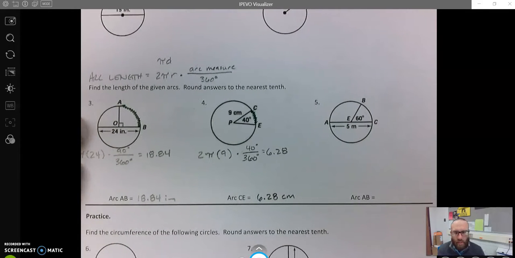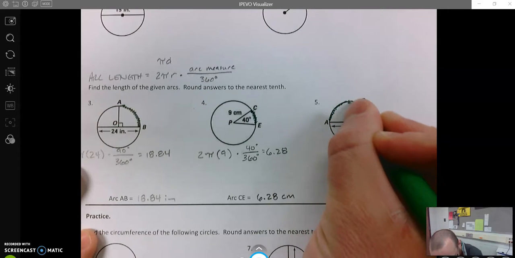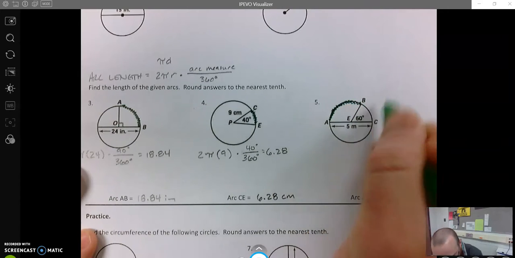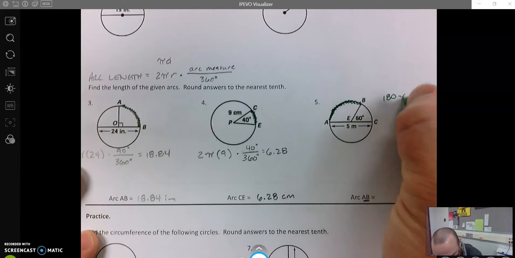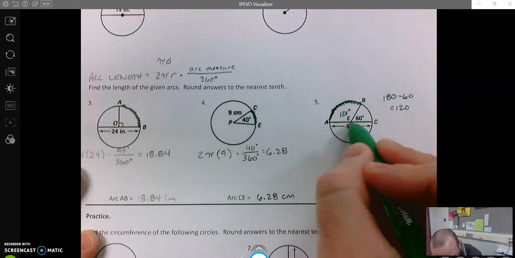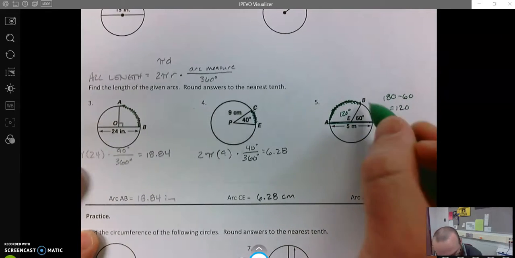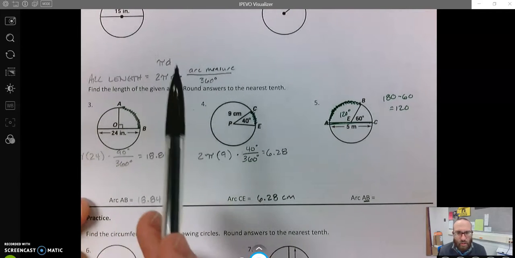And one more example here, and I do want to note that you need to be careful. You're being asked in this question for arc AB, which is this arc right here, not the one that's labeled. So I do need to be careful. 180 minus 60 is 120. I know that that's 180 because that's a straight line as a diameter, so I subtracted the 60 to get the 120 there. That's really the twist in this problem. Otherwise, same formula. I'm given a diameter, so I use my diameter.